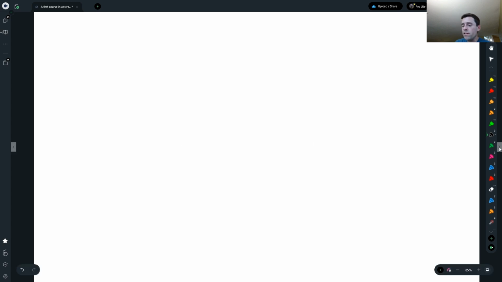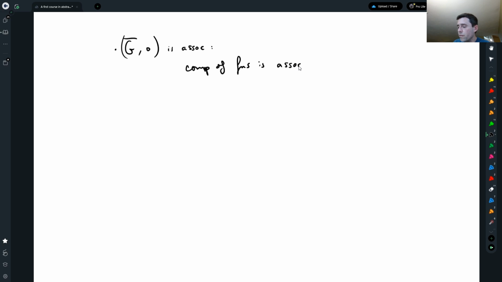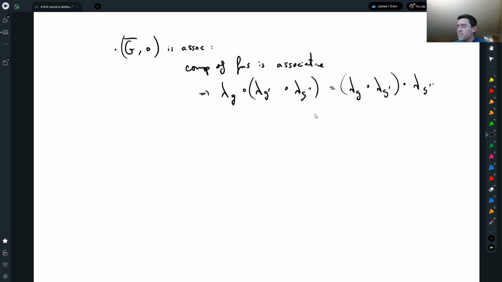Let's see that it is associative. So G bar under composition is associative. Composition of functions is associative. So lambda G composed with lambda G prime composed with lambda G double prime will be the same as lambda G composed with lambda G prime composed with lambda G double prime. You can see that in both cases, this is lambda G G prime G second. So it is that function. So we can see that in both cases, we get the same thing. So it is associative. How about the identity?